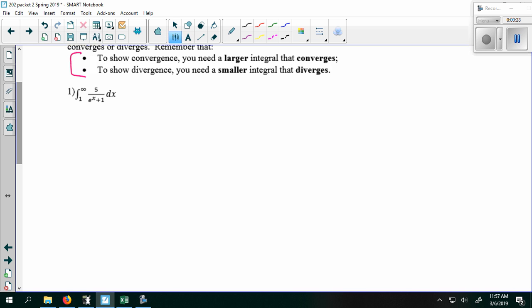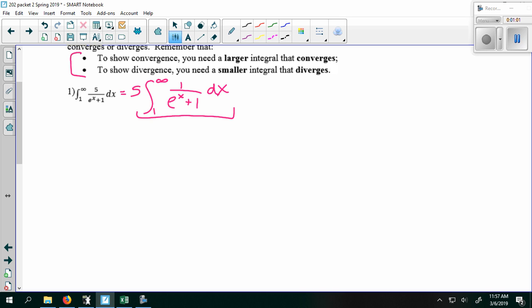So the integral from 1 to infinity of 5 over e to the x plus 1. Well, that is the same thing as 5 times the integral of 1 over e to the x plus 1 dx. Now the 5 doesn't matter. If that integral is finite, 5 times a finite number is still finite. If that integral is infinite, 5 times infinity is still infinity. So the 5 doesn't matter at all. So I just need to decide whether this integral converges or diverges.